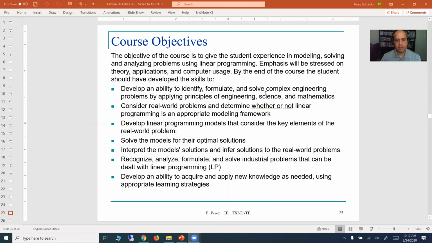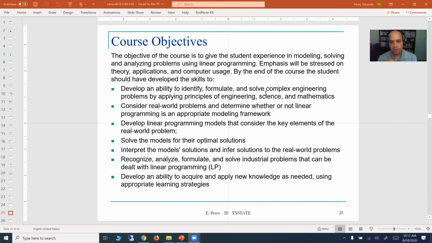Course objectives, it's a lot of information here. You can read through this. So basically, course objectives is what you need to learn, or these are things that you have to master by the end of the semester. So I have a lot of things here. We can go through this quickly.